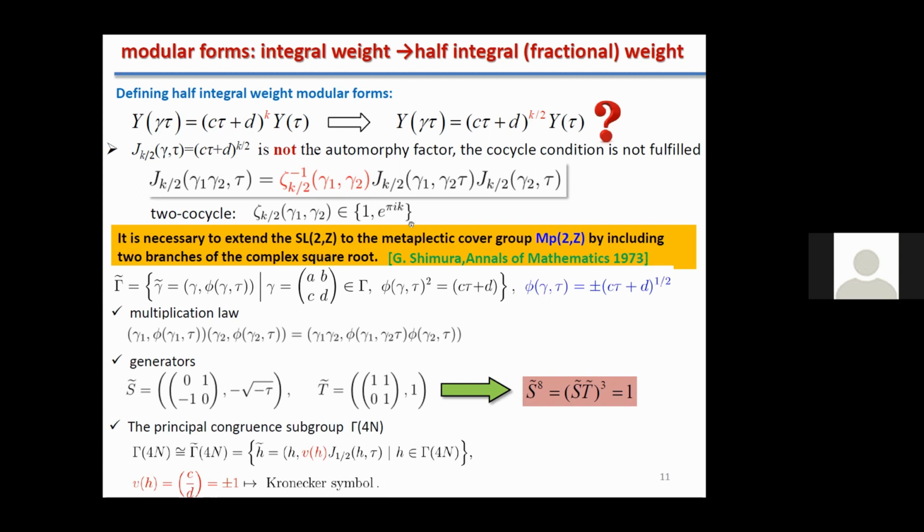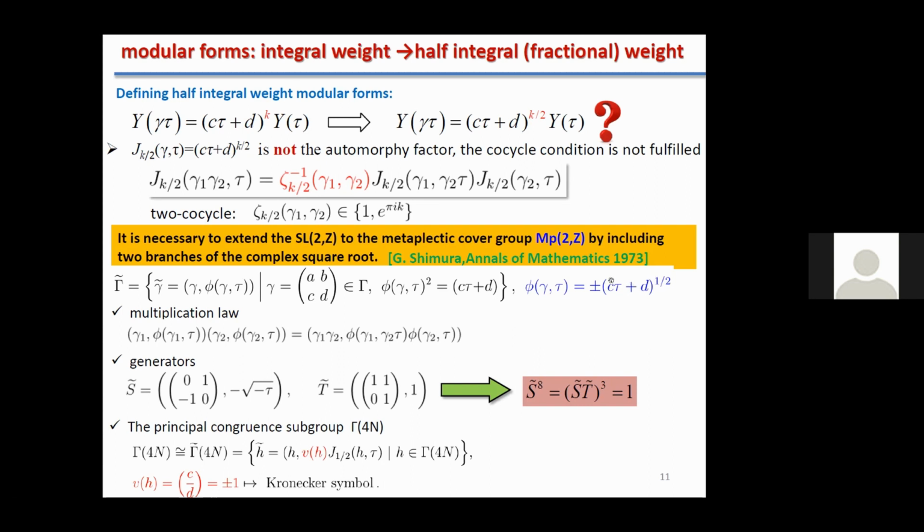The idea is we include both branches of the complex square root. The two branches differ by minus and plus. So we extend SL2Z to its metaplectic cover MP2Z. Or to be more precise, we can say MP2Z is a double covering of SL2Z. The definition of the metaplectic covering is: for each SL2Z element gamma, we pair it with the square root of c tau plus d, giving gamma with plus or minus root of c tau plus d. So each element of SL2Z corresponds to two elements of MP2Z. That means we include two branches of the complex square roots.